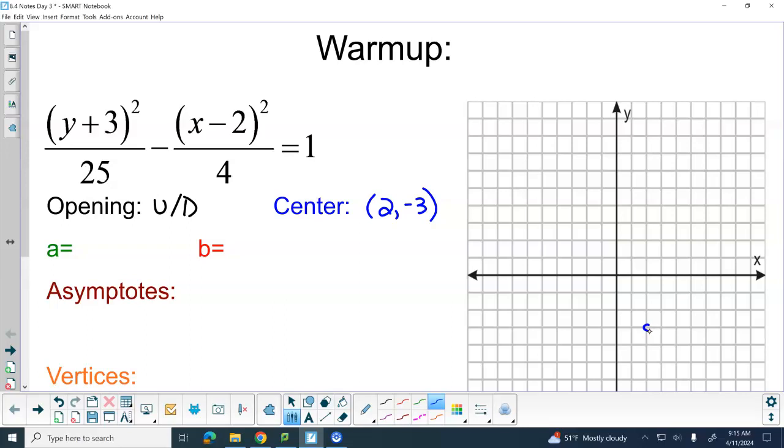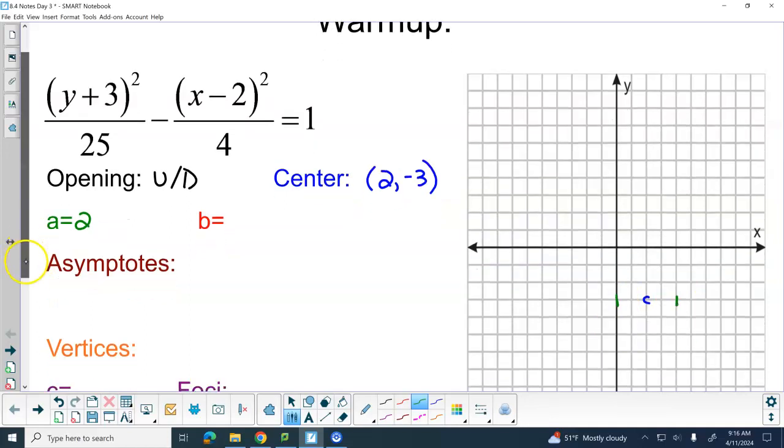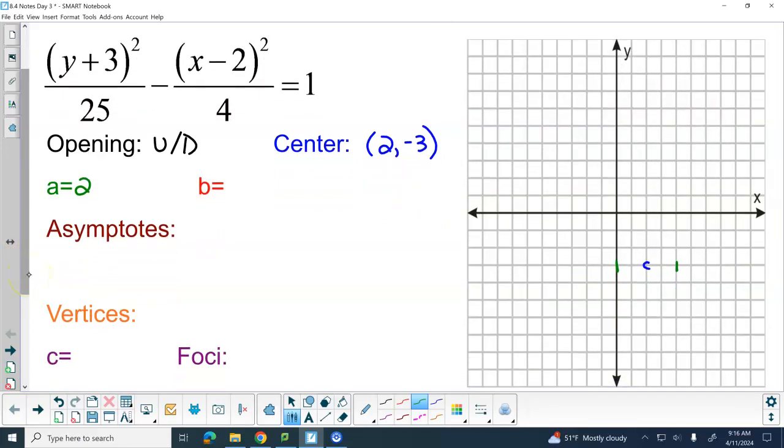What's my A value? 2. That means I'm going left and right 2 from the center. Oh, we got lucky, because we're on the y-axis, right? That helps. That is a big help. What's my B value? 5. That means I'm going up and down 5.